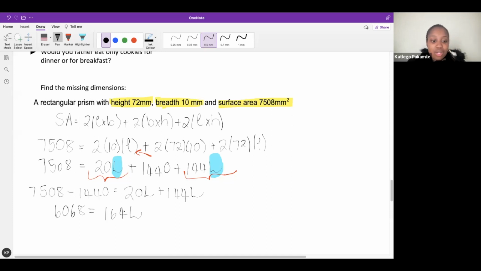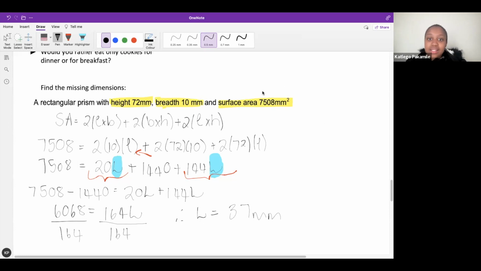What am I going to do with the 164? Are you going to divide it by 164, and then on the other side as well? Yes. Therefore, length is how much? 6068 divided by 164 is 37. 37 millimeters. Thank you, Robin, for helping me with that.